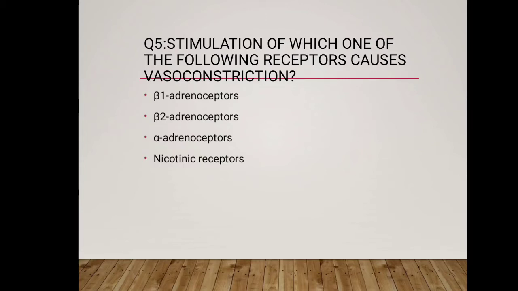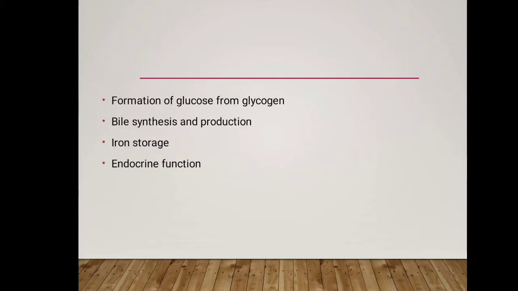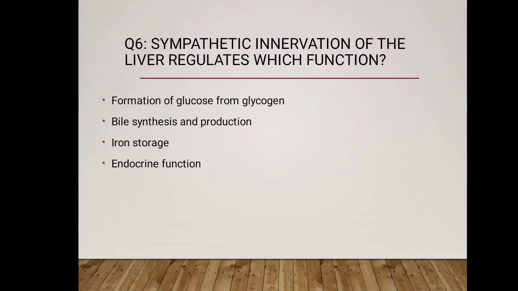Question number 6: sympathetic innervation of the liver regulates which function? Options are formation of glucose from glycogen, bile synthesis and production, iron storage, and endocrine function. The right option of this question is formation of glucose from glycogen.